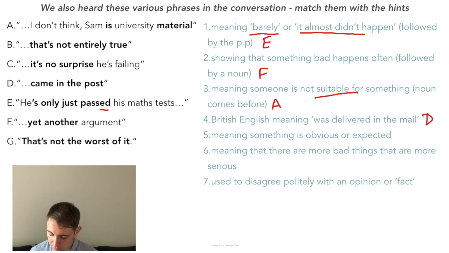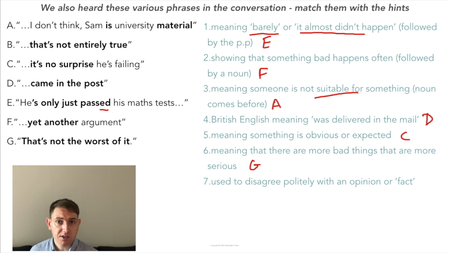This one, it's no surprise. Yeah, it's no surprise he's failing. It's obvious. It's no surprise. It was expected. It's no surprise he's failing. We're not surprised by that. And number 6, meaning there are more bad things that are more serious. For this one, we'd say that's not the worst of it. That would be G. So there are other things that are worse.